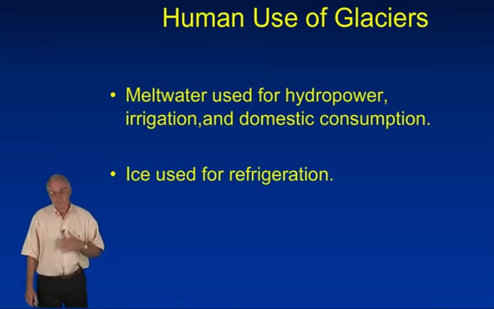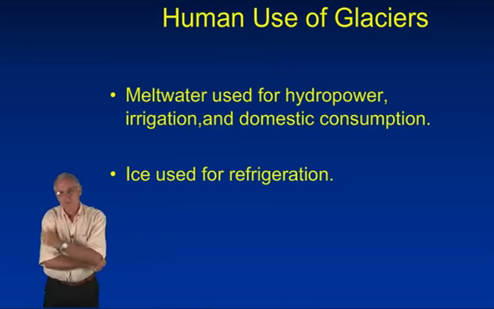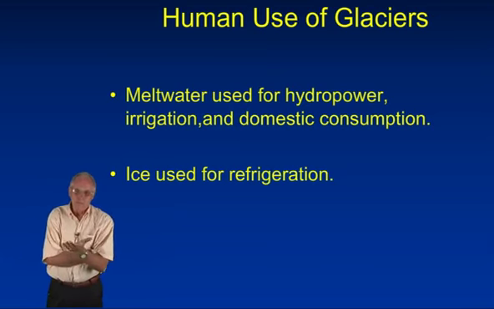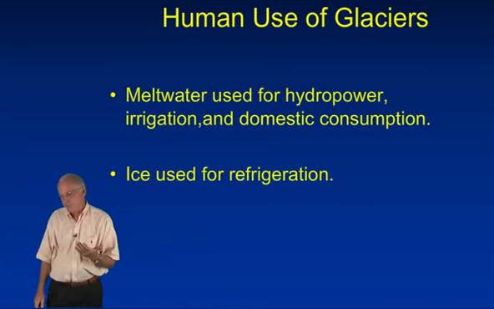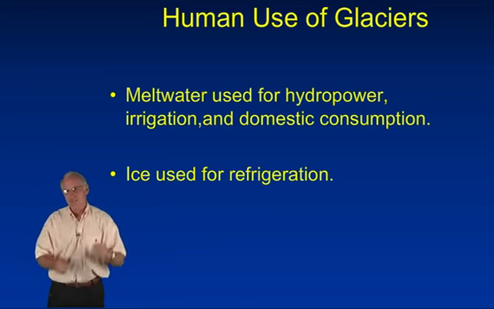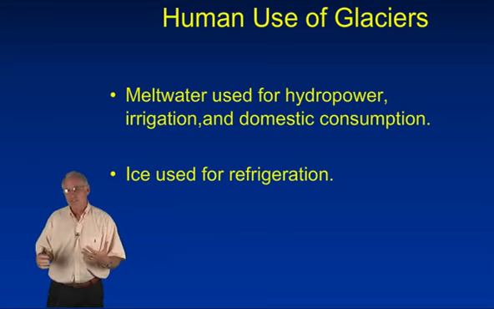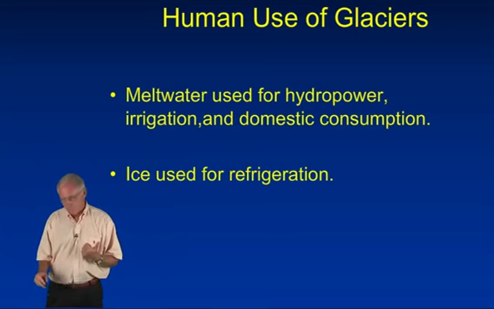People use glaciers. They form spectacular scenery. People ski on them in the Alps. You also use them for hydropower, the meltwater is also used for irrigation and domestic consumption, and for a long time before refrigeration got automated, ice was imported from places like Norway for purposes of refrigeration. And in the Victorian era, ice was shipped across the Atlantic to serve Queen Victoria. So there was a lot of demand for ice prior to the development of refrigeration.